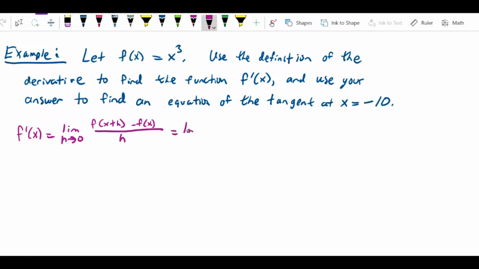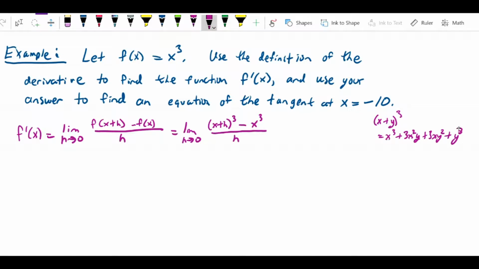So that's going to equal the limit, in this case, as h approaches 0. We know what the function is. It's x cubed. That's going to give us x plus h cubed minus x cubed over h. Now, how do we expand x plus h cubed? I don't know if you remember this from algebra, but x plus y cubed is equal to x cubed plus 3x squared y plus 3xy squared plus y cubed. This is what's called the binomial theorem. Many people learn it through something called Pascal's triangle. I'm not going to go over that. I'm just going to tell you that that's the expansion, and you can figure out offline why that works.